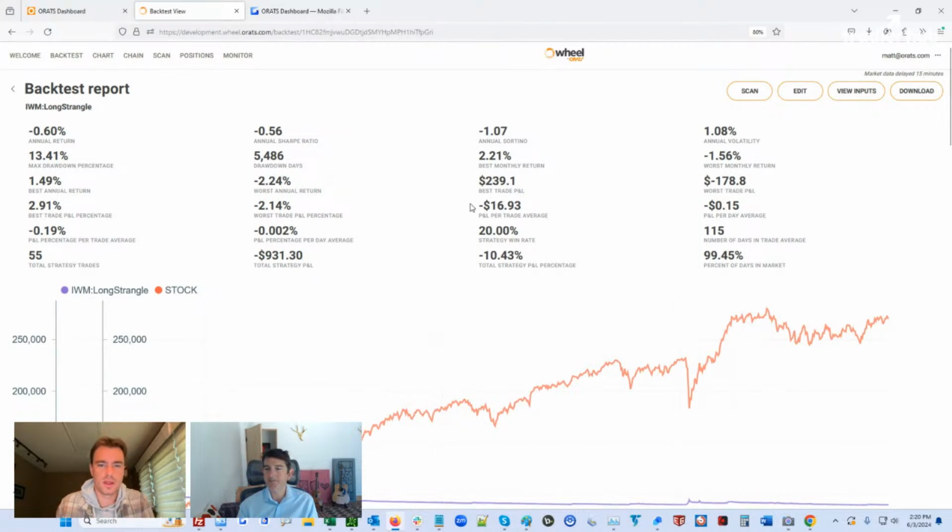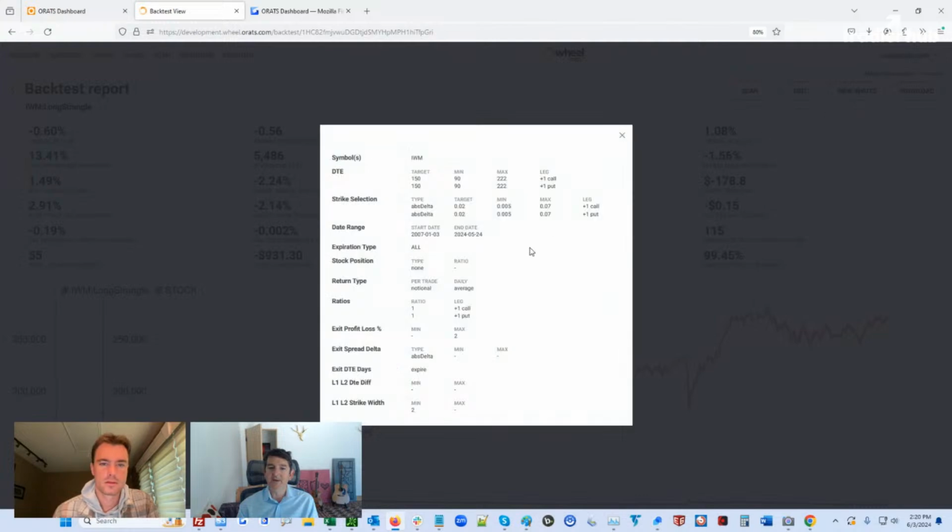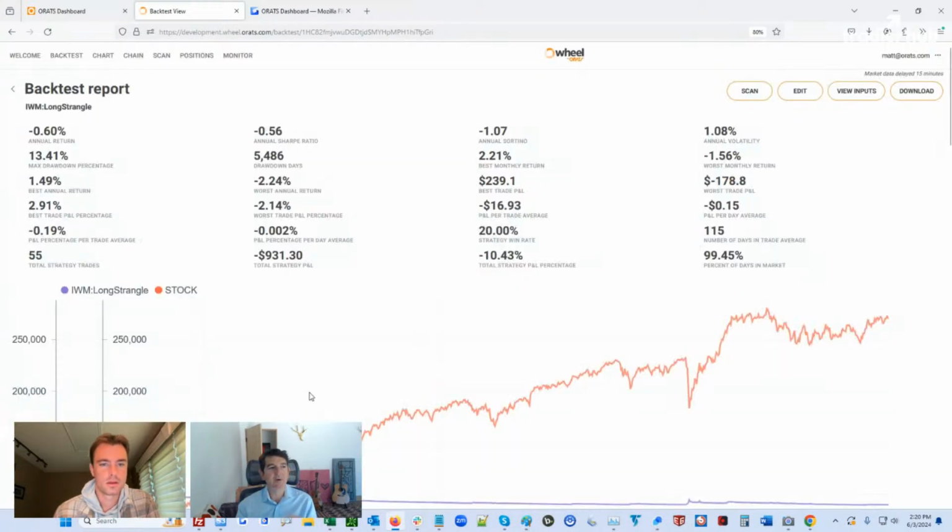Gotcha. And you said you let this run till expiration typically? Yeah, so this one you get out at 200% profit. After you make the trade, it's 200%. So you get in at maybe something like $2, and you'll get out at, what is it, $6, right? Because it's $4 divided by 2, so that's 200%.